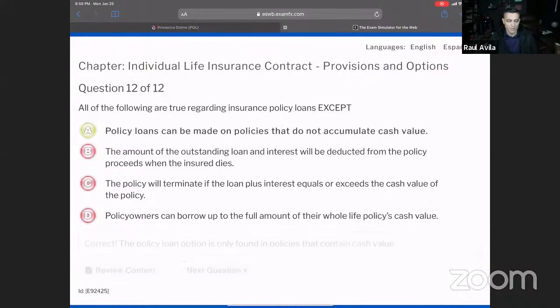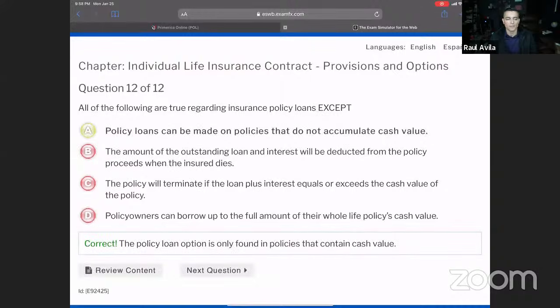Heck no. Definitely A. You remember, if there's no cash value, can you borrow money? Pues no hay dinero, right? There's no money, so you can't borrow. You can't do a loan if there's no cash value. And that's what A is saying: policy loans can be made on policies that do not have a cash value. And that's not true. So there it is. That's the answer, because it's asking all of the following are true except.